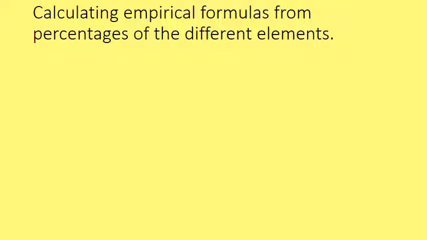Calculating empirical formulas from percentages of the different elements. What that would mean is, let's say you had a compound and you said it was 50% carbon and 50% oxygen. Work out the empirical formula. That's what the statement at the top is telling us to do. And the implication is that it's 50% by mass. The question will usually say percent by mass, but if it doesn't, then that's the implication, rather than by moles.